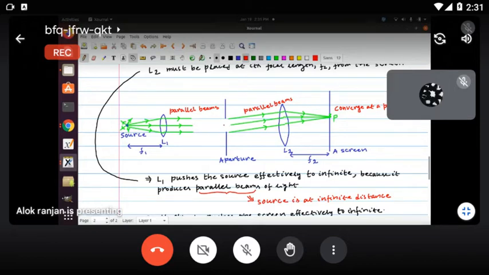Do remember that, as I said, when the distance between a source and an observer is very, very large or at infinite distance, then the observer will receive the parallel or plane wavefront from the source.